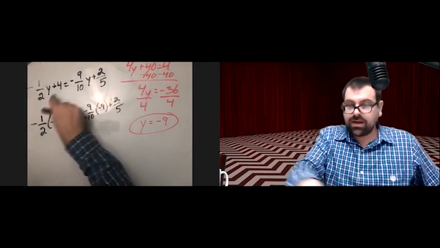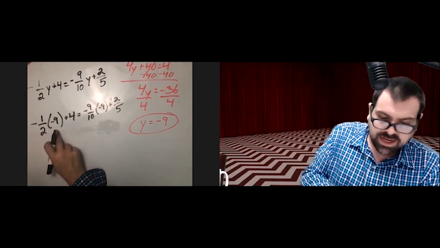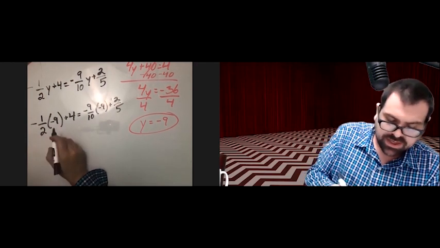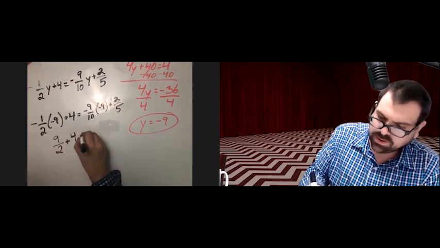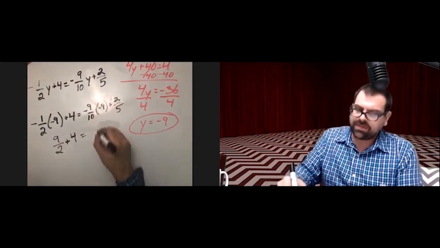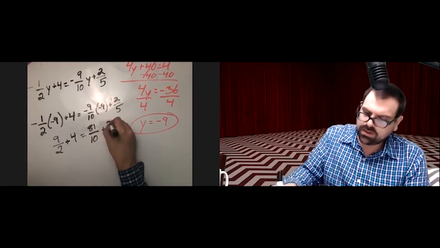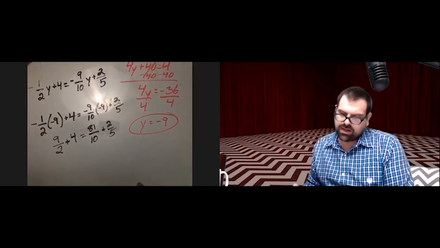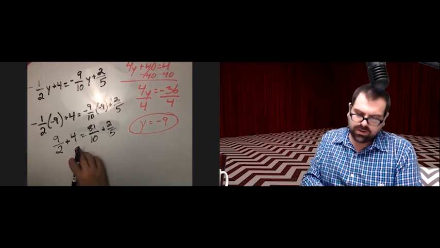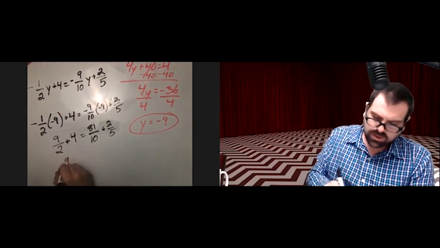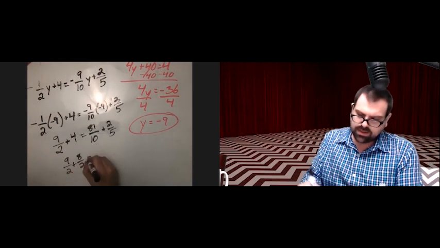Okay, so I plugged in negative 9 for the y. Negative times negative is positive. 1/2 times 9 is 9/2, plus 4. Negative times negative is positive, and 9 times 9 is 81. So this is what we're checking. 4 would be 4 over 1, which is 8 over 2, so it's 9 over 2 plus 8 over 2 on that side.